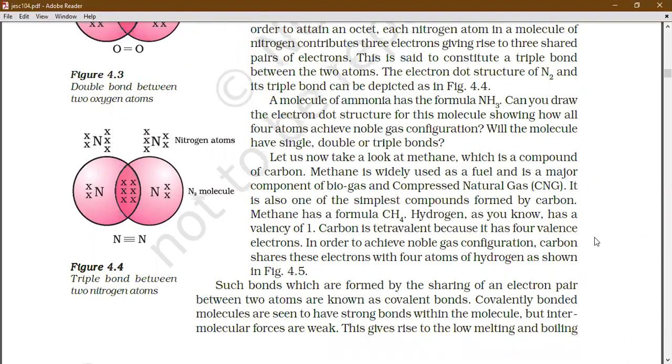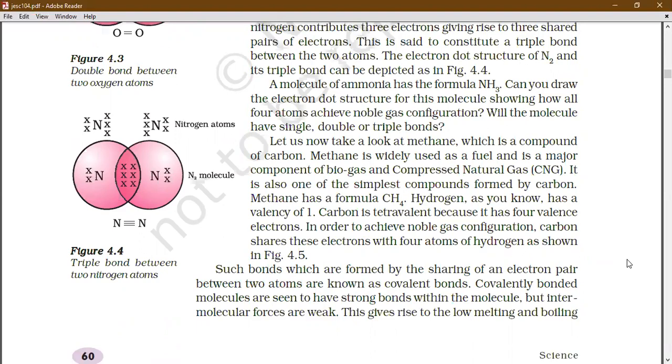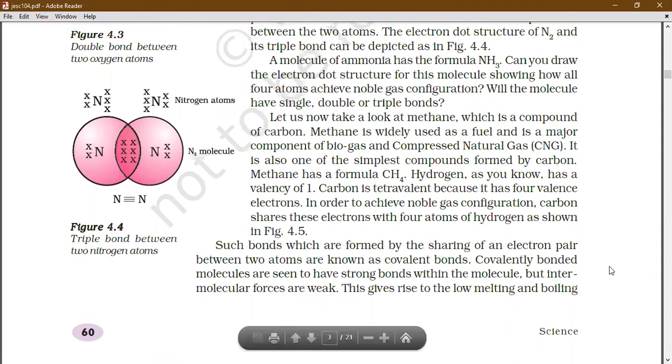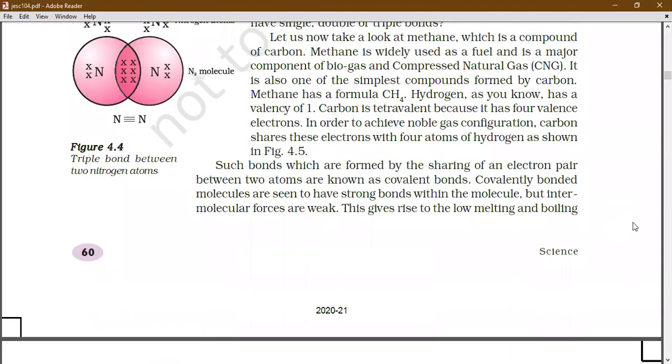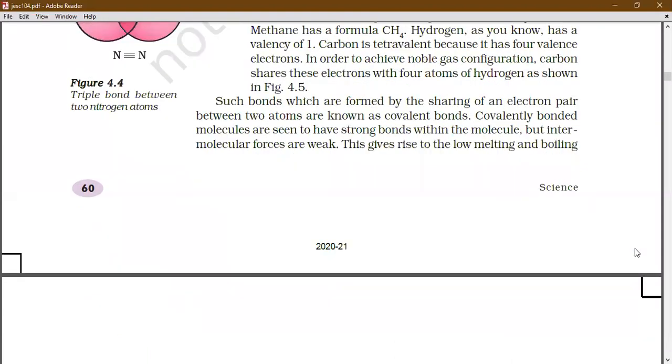Let us now take a look at methane, which is a compound of carbon. Methane is widely used as a fuel and is a major component of biogas and compressed natural gas. It is also one of the simplest compounds formed by carbon. Methane has a formula CH4. Hydrogen, as you know, has a valency of 1, and carbon is tetravalent because it has 4 valence electrons. In order to achieve noble gas configuration, carbon shares these electrons with 4 atoms of hydrogen as shown in figure 4.5. Such bonds which are formed by the sharing of an electron pair between 2 atoms are known as covalent bonds.